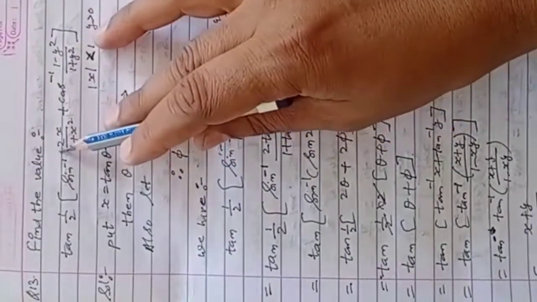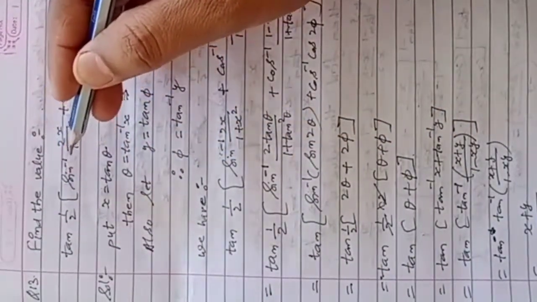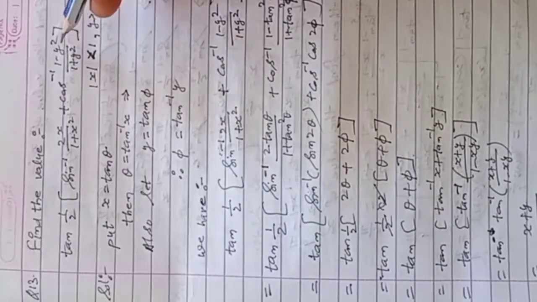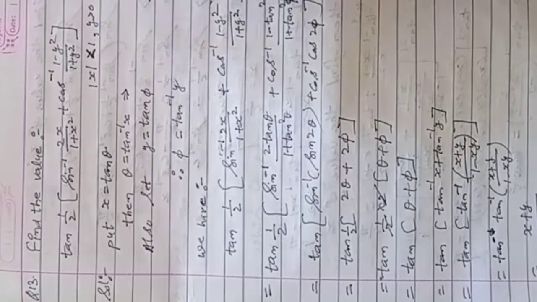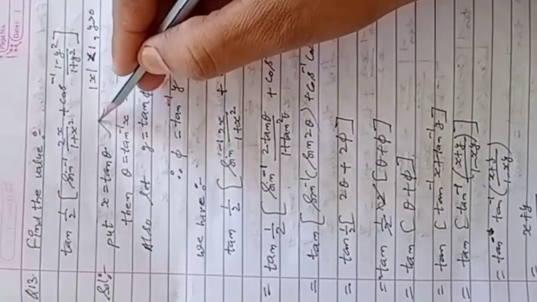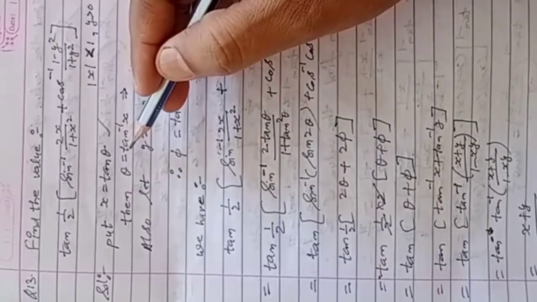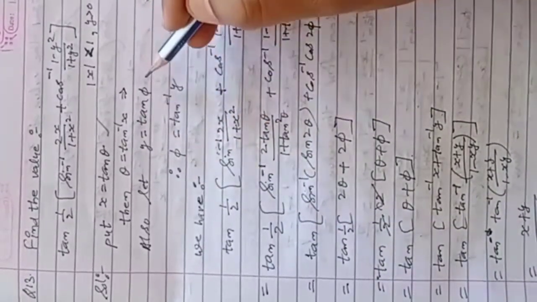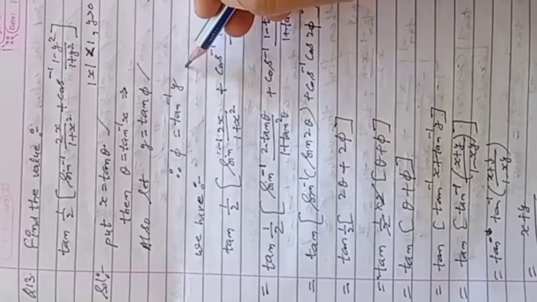Now question number 13 we have: find the value of tan of 1 upon 2 sin inverse 2x upon 1 plus x square plus cos inverse 1 minus y square upon 1 plus y square. So put x is equal to tan theta, so theta is equal to tan inverse x, and y we are letting equal to tan phi, so phi is equal to tan inverse y.